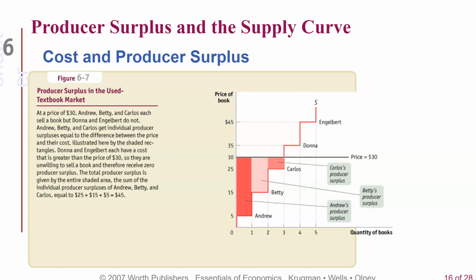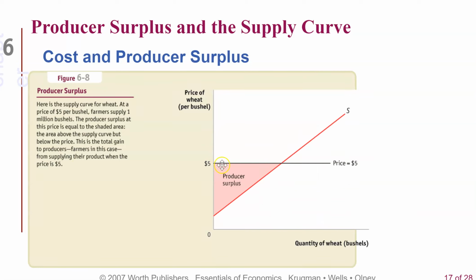Now Donna wasn't able to sell her book. She's either going to have to lower her price or hope that they raise it. And Engelbert is still not finding a buyer for that book at $45. And we add this all together to get our producer surplus in terms of all of the individual producers and their surpluses in terms of what their willingness to sell was, but they didn't have to because they sold at a higher price.